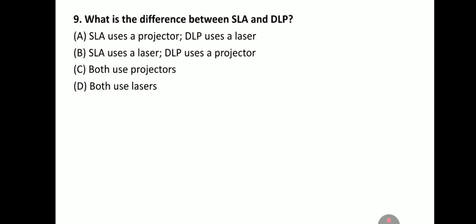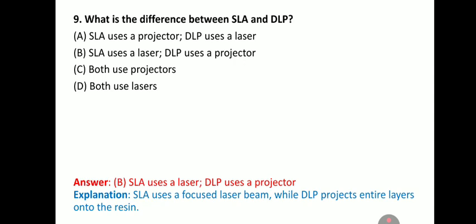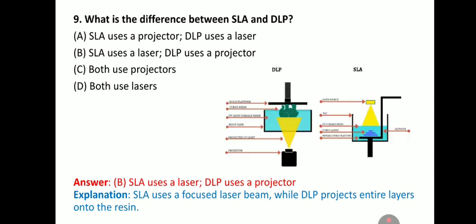Next question, what is the difference between SLA and DLP? So SLA uses a laser whereas DLP uses a projector. So this is the SLA process where you can see the laser source is used, and this is the DLP process.